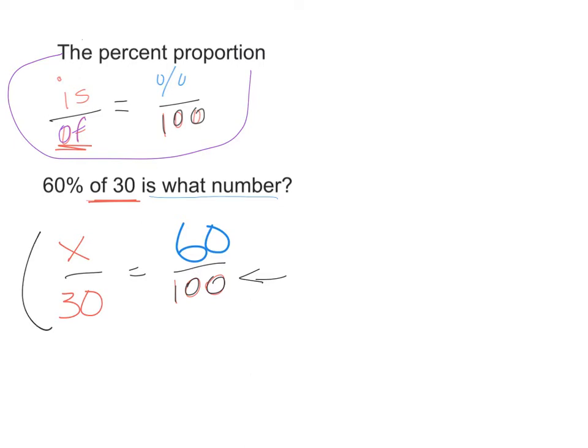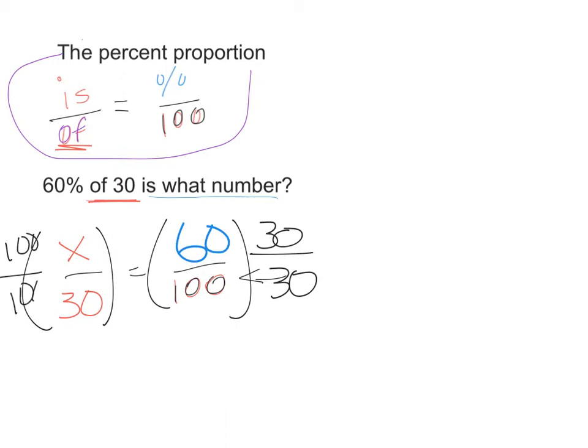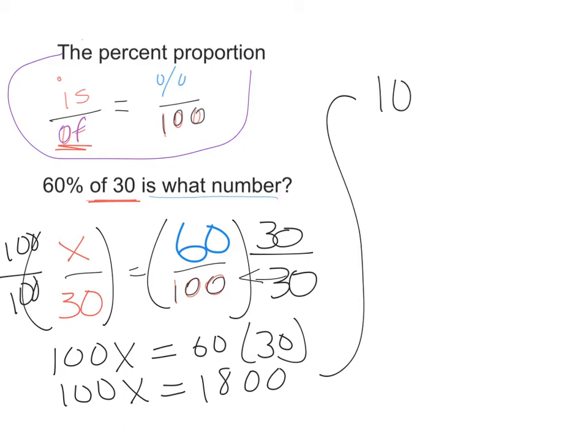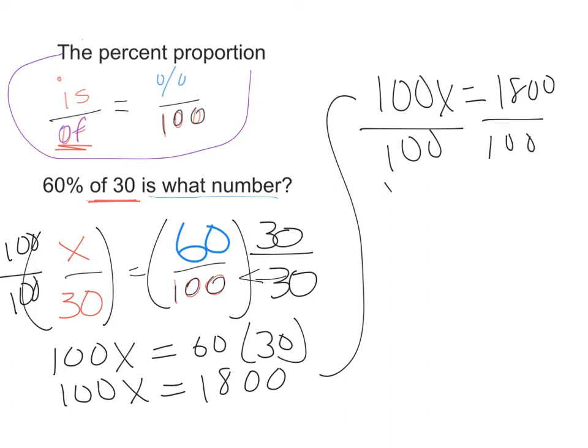So looking at our common fractions like we did before, I'm just going to go ahead and put the 30 here and the 100 here. And our denominators are the same, so we have 100x equals 60 times 30, or 100x equals 1800. And if you divide both sides by 100, you have x is 18.